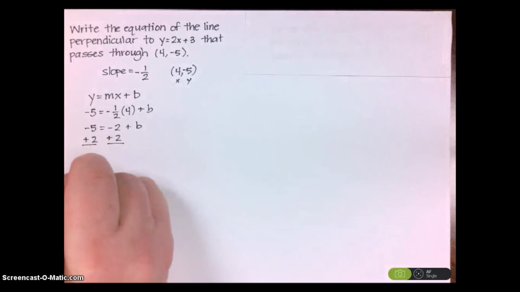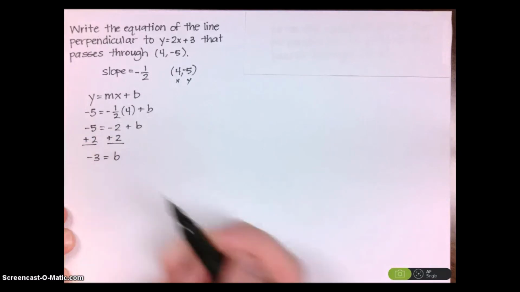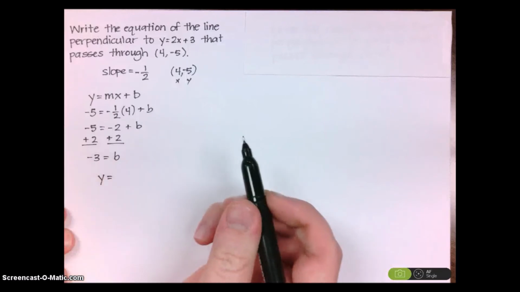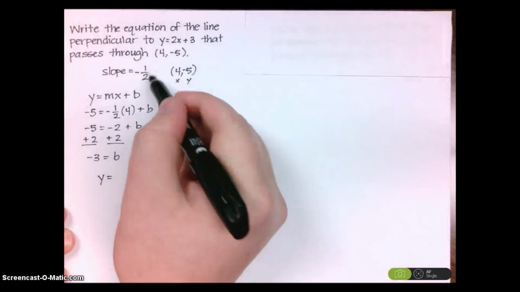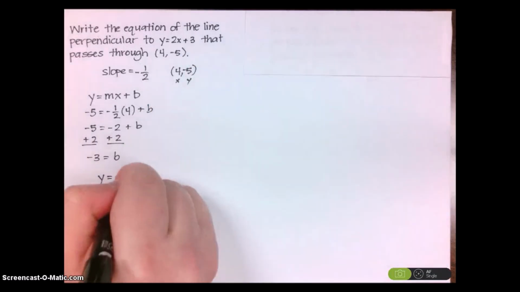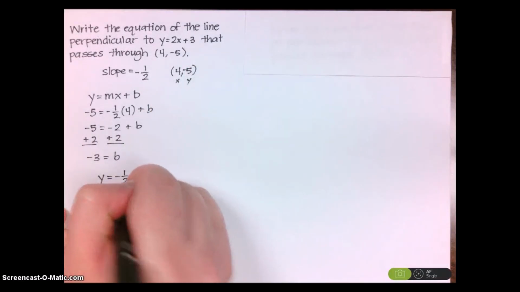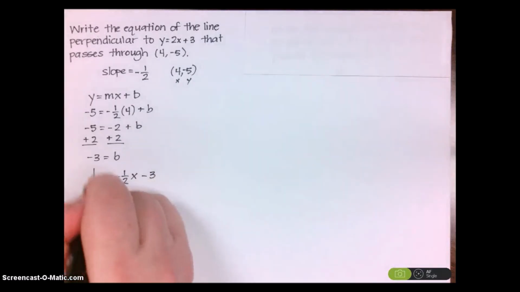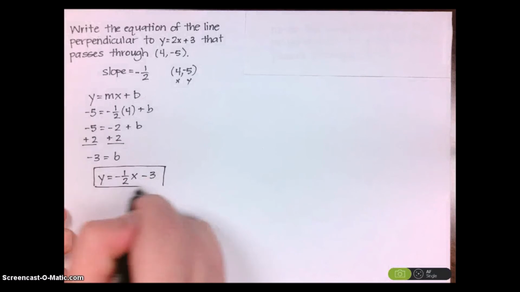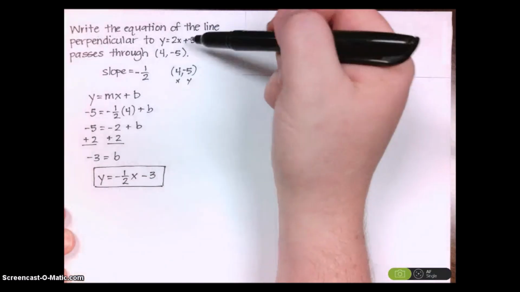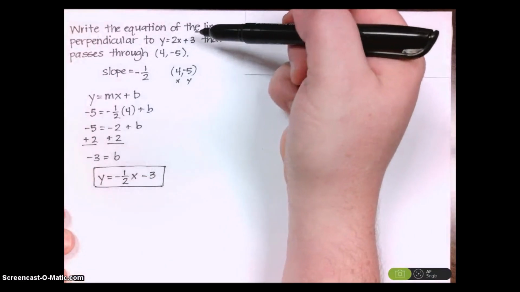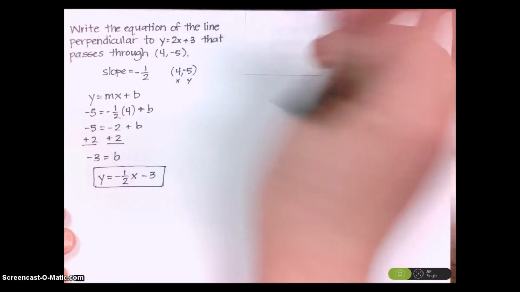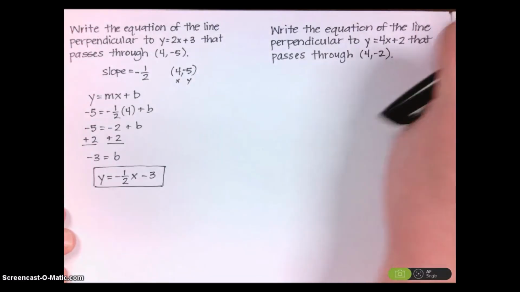-5 plus +2 is -3. And I have found my y-intercept. So one last step. Let's write our equation. The slope this time is -1/2, so make sure you put in the correct slope times x, and my y-intercept is -3. So this equation is a line that's perpendicular to y equals 2x plus 3, and it passed through the point 4, -5. So let's do one more just like this to get some good practice.